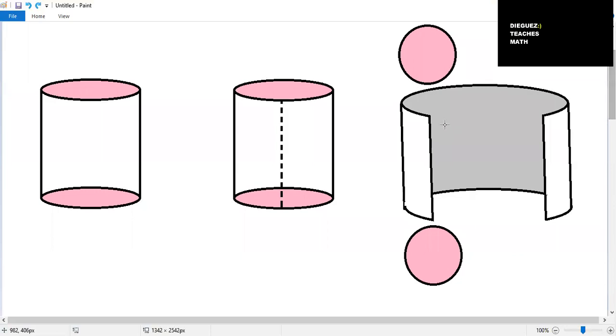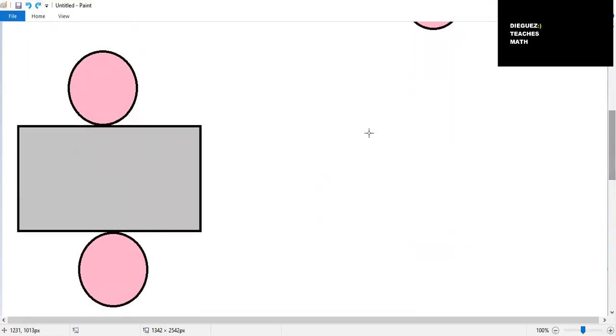Now what I'm going to do is flatten out this piece here. And when I do that, we end up with something that looks more like this. Now we recognize all of these shapes, right? This is a circle, a rectangle, and another circle. This here is called a net. This is the net of a cylinder.